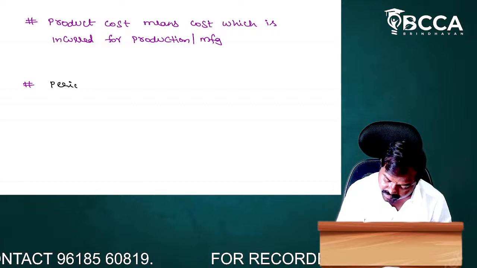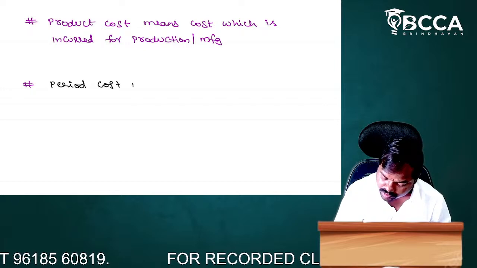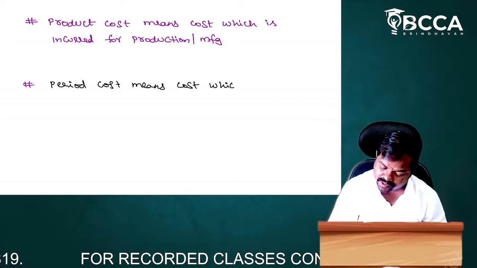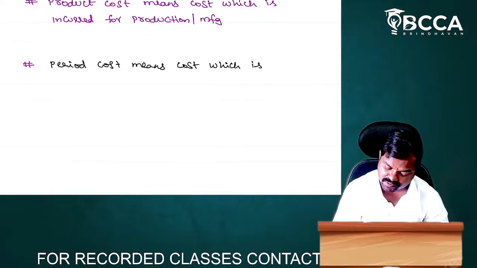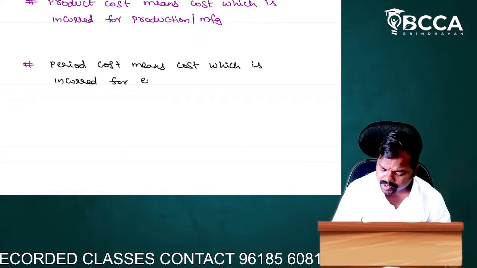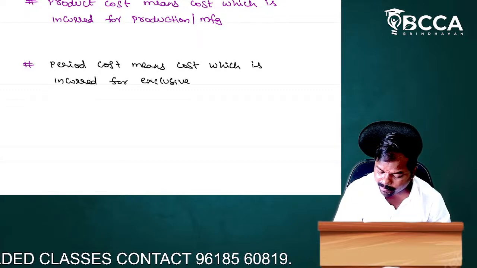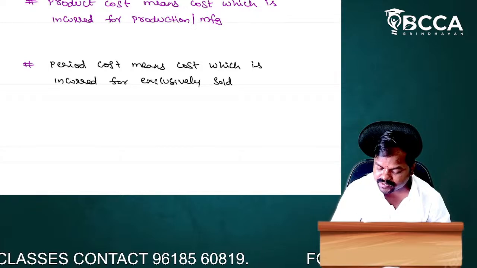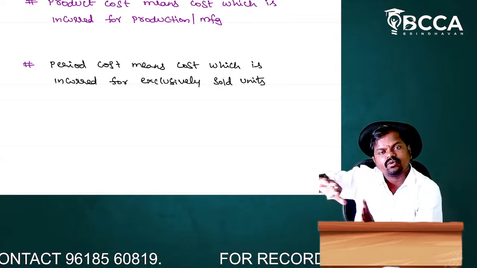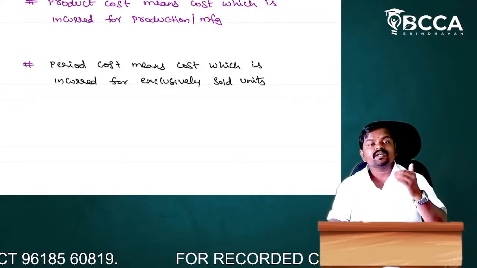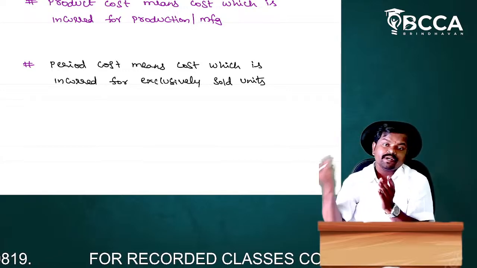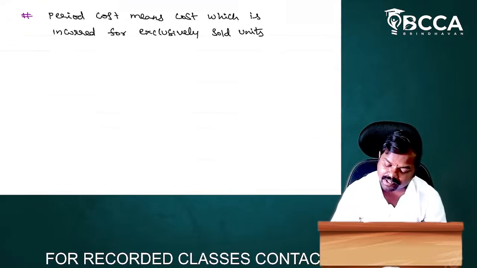Next, period cost means cost which is incurred exclusively for sold units. Exclusively sold units. Any cost which is incurred only exclusively for sold units is period cost. Any cost incurred by the organization for entire manufacturing, whether the units might be sold or might be closing stock, is called product cost.